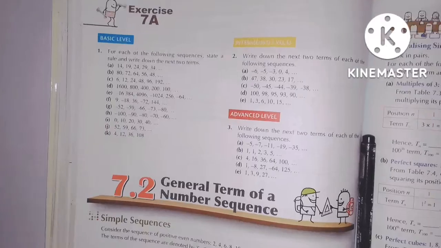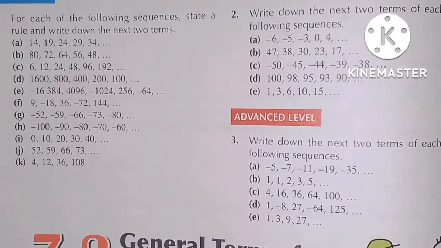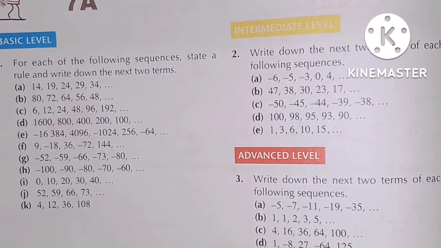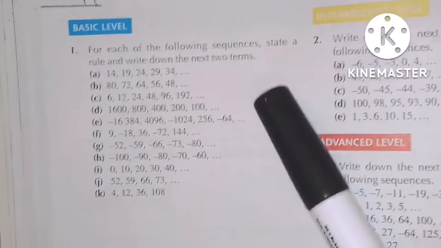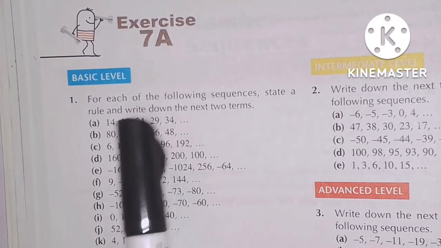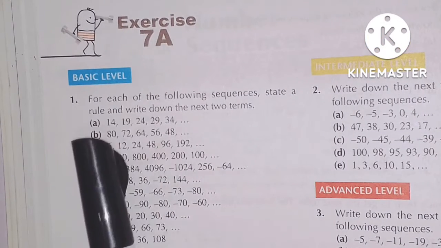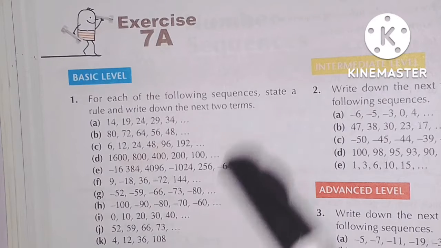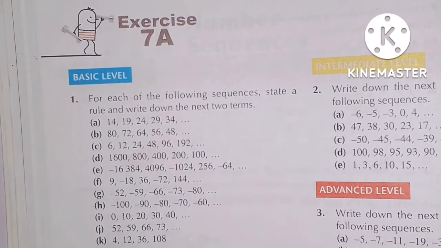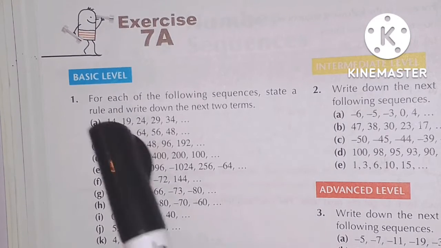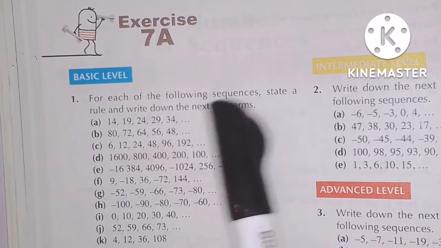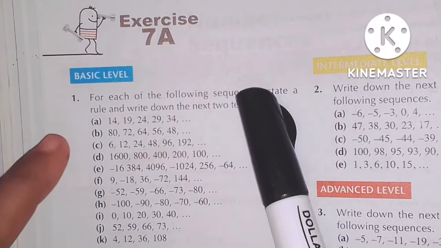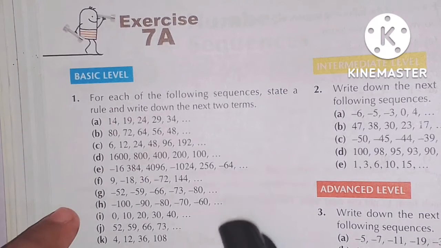One question is, that is question number 1. In this question, they have given us some patterns, as you can see in the book, exercise 7a. In the basic level, they are saying, for each of the following sequences, these are the given sequences A till K, state a rule and write down the next 2 terms. It means you have to judge what has been done in these sequences.